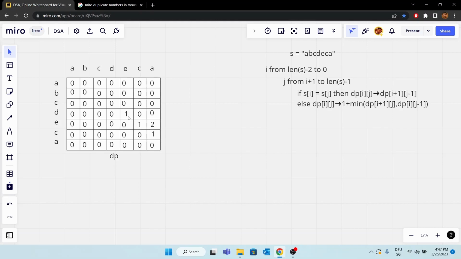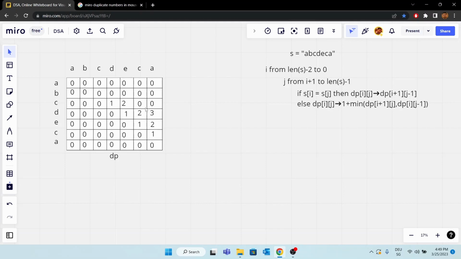The minimum of them is 1, and we add 1, that means 2. Now in this cell, D and A are not equal, so it will become 3. Now again the value of I decreases, so it will be this row. So the value of I is here 2, and the value of J will start from 3. That means this cell. Here also we have C and D, they are not equal, so we have here 1. Similar case in this cell also, we have here 2.